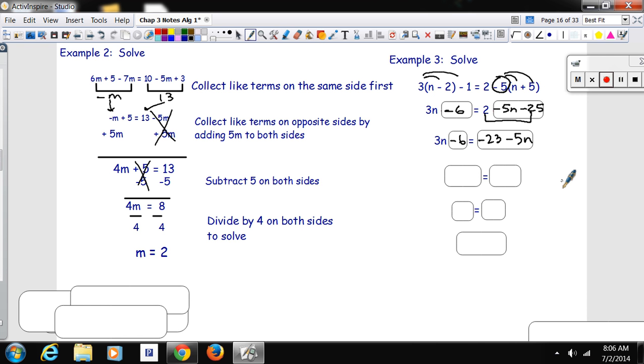Now we've got exactly what we had over here, and what we did is added 5n to both sides to move the n over. So I'm going to add 5n to both sides. That's going to cancel those out. And 3n and 5n makes 8n minus 6. I haven't changed that yet. Just leave the 6. And then you get -23.